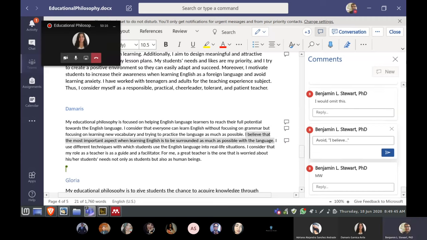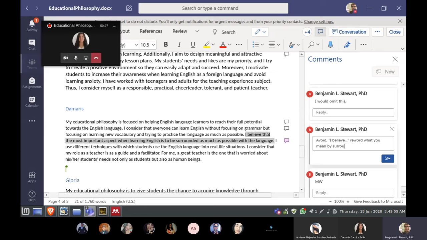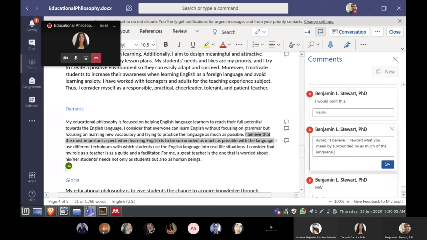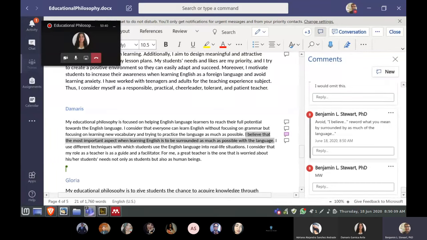Let's see here. Okay, and avoid "I believe" in this one sentence and reword what you mean by "surrounded." Like, how would you do this? How would you surround students with as much language as possible? Think about how you would do that. And if you can express that in your educational philosophy, then the reader is going to have a bit more of an insight into who you are as a professional.